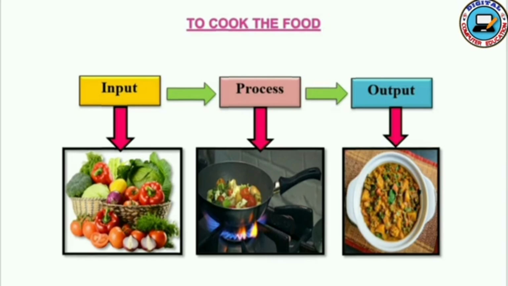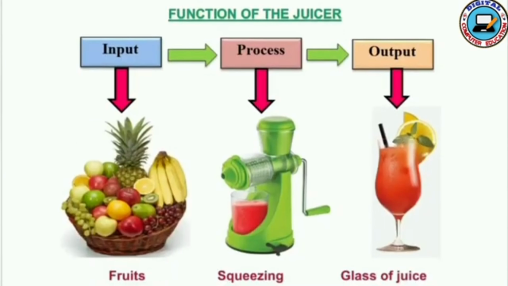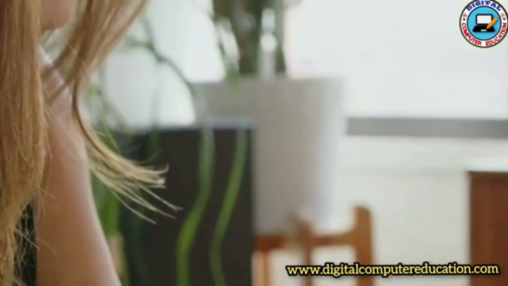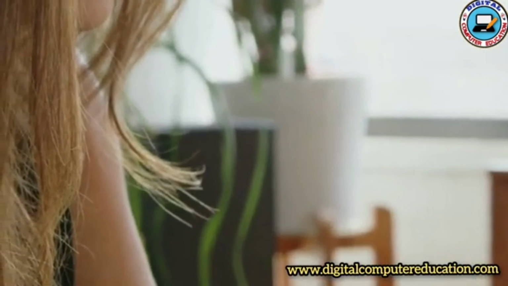Now take this example and see how a computer works. Input: we keep the fruits in a juicer. Fruit is the input we give to the juicer. Then process: the juicer will squeeze the fruits. We can say that squeezing is the process. Then output: the result is a glass of juice. This is the output we get from this process. Hence, the function of the juicer can be given as follows: input is fruits, process is squeezing, output is a glass of juice.